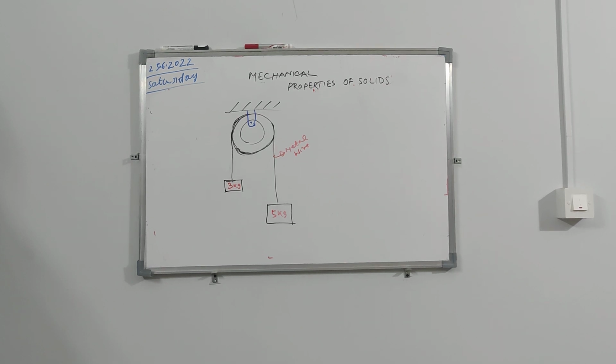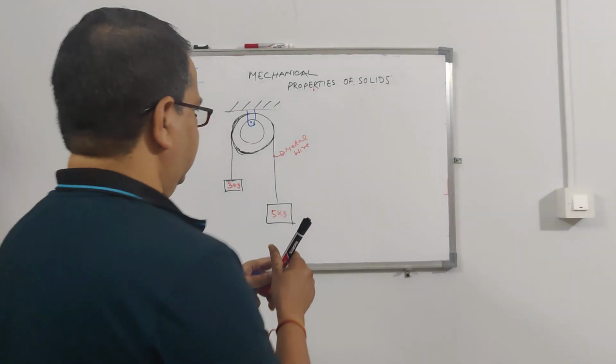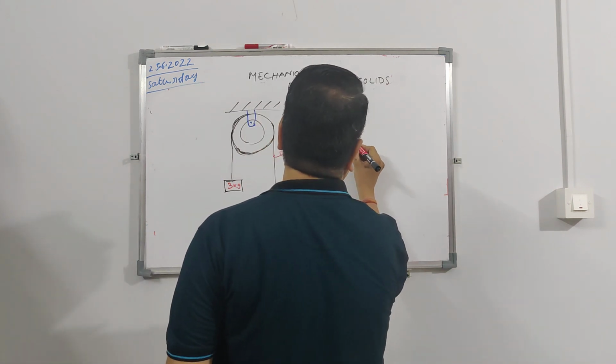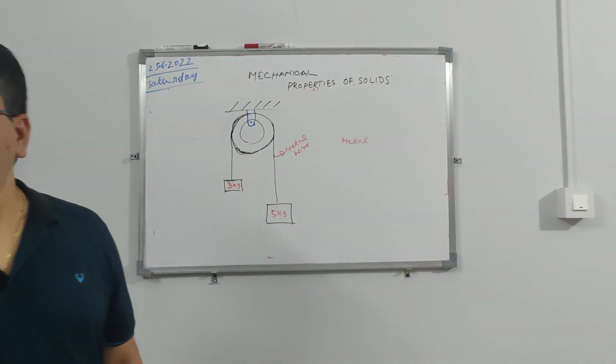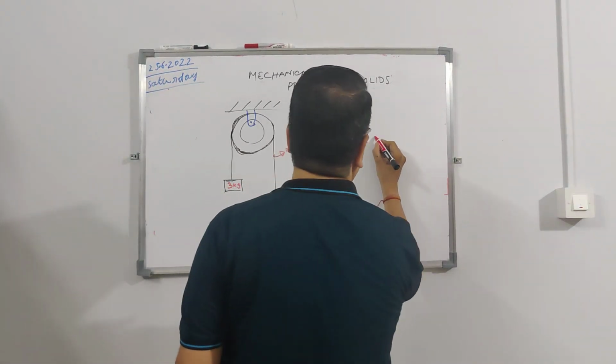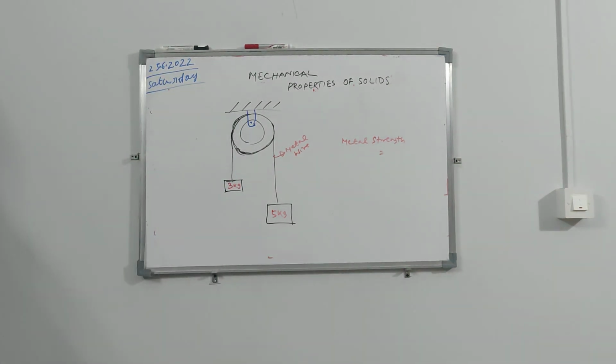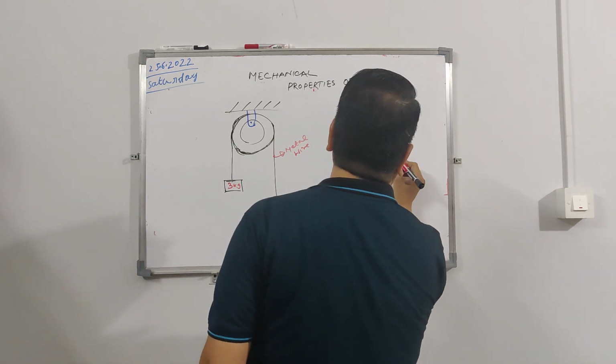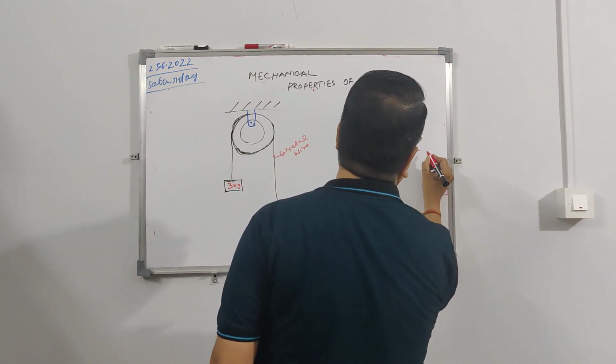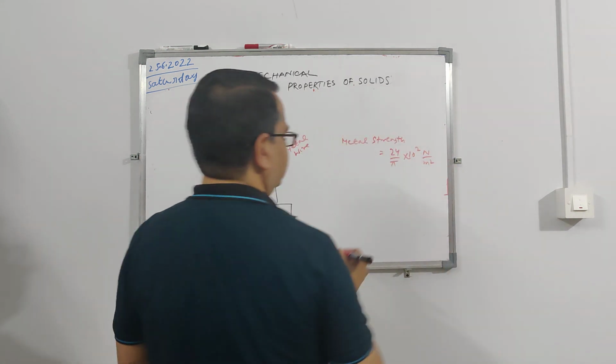The metal wire is going over a smooth pulley. There is no friction here, that is the meaning of a smooth pulley. The breaking stress of the metal is the strength of the metal. Stress is what you apply, strength is a property. So the metal strength is equal to 24 by pi into 10 to the power 2 Newton per meter square.